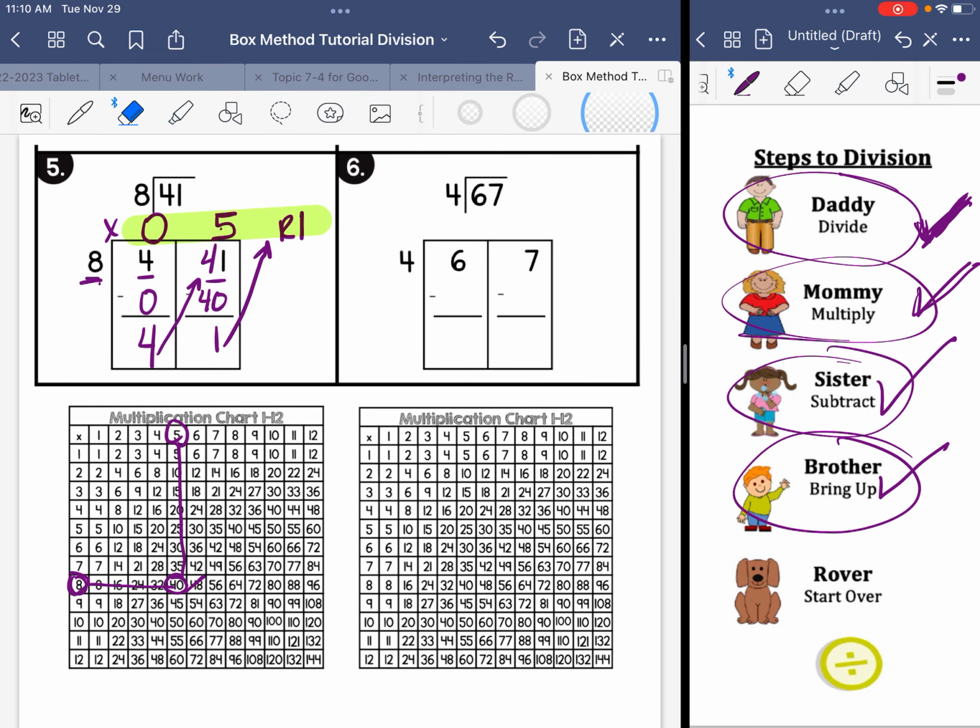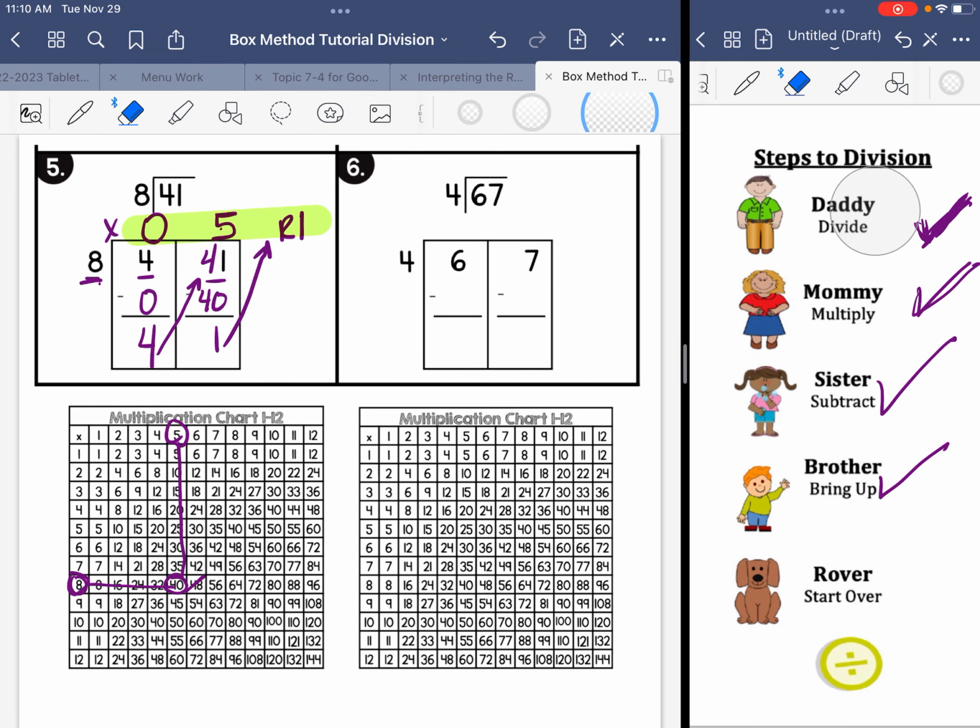Okay, last one. Oh, let me erase this and let's try one more. Our equation is 67 divided by 4. Our divisor is 4. Our dividend is 67.